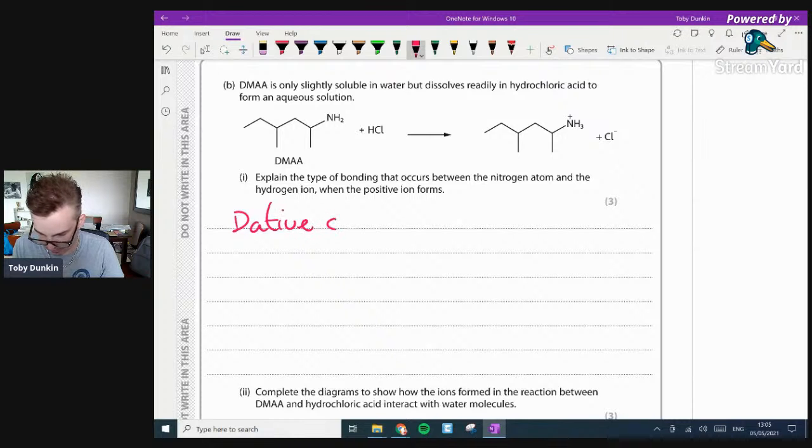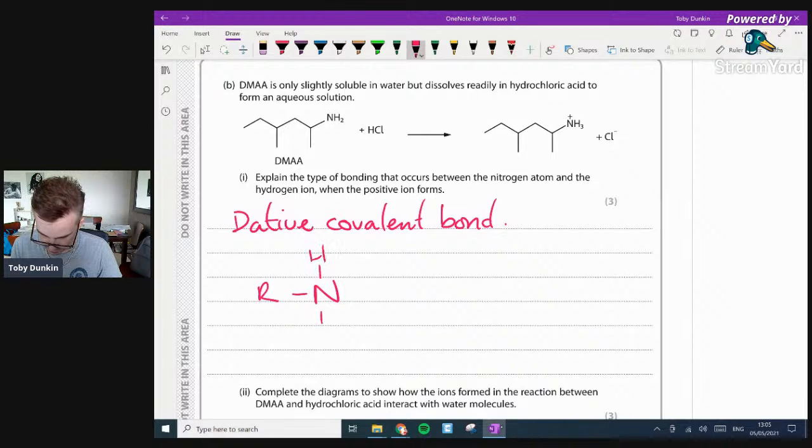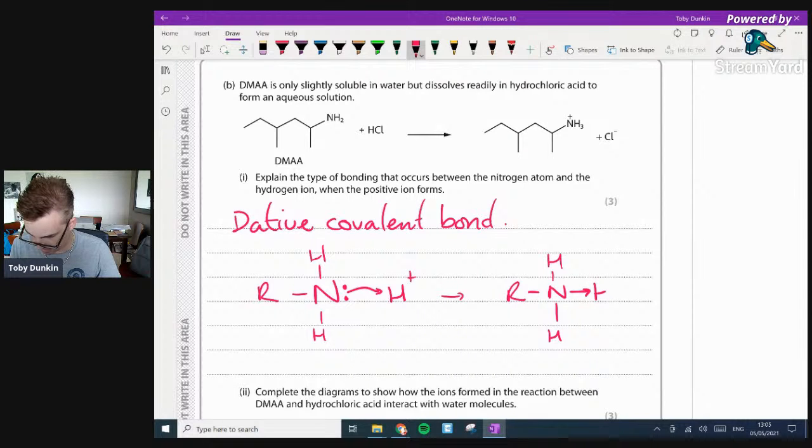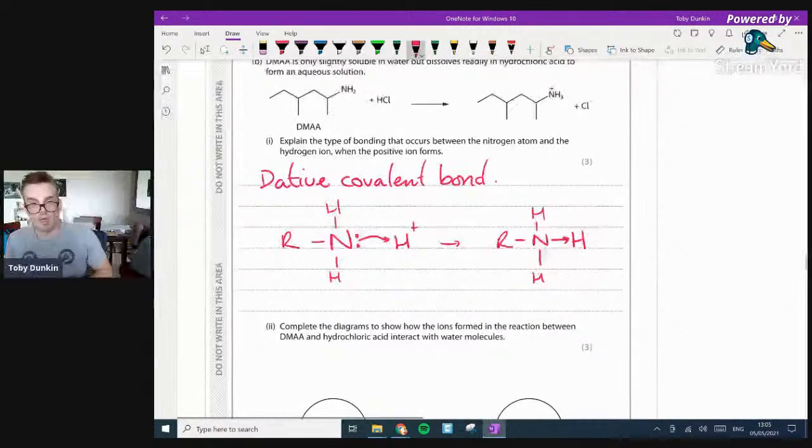Dative covalent, or a coordinate bond, whichever one you prefer. One bond. Let's draw a picture. This is going to get me all 4 marks. Yeah, both electrons. That's it. I'm done.